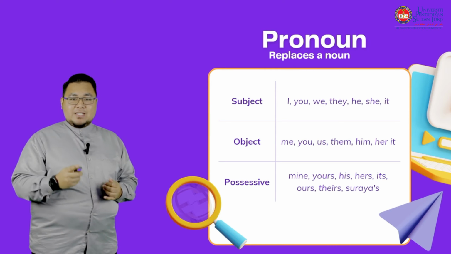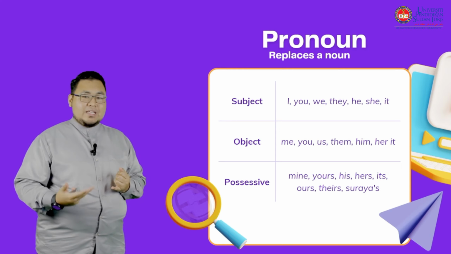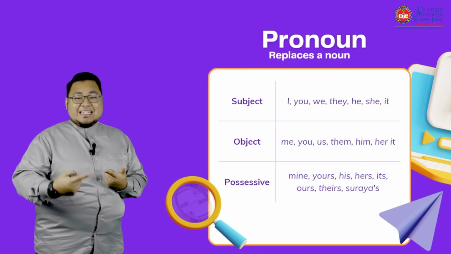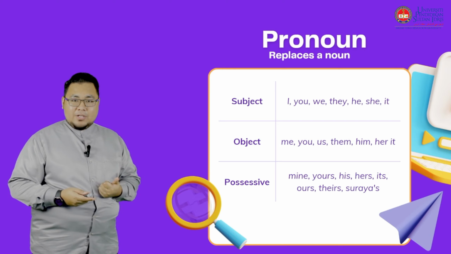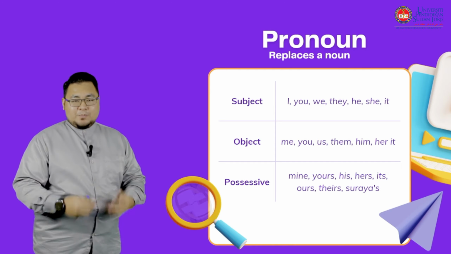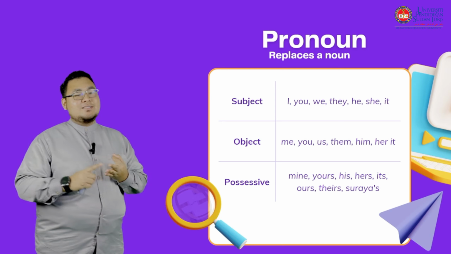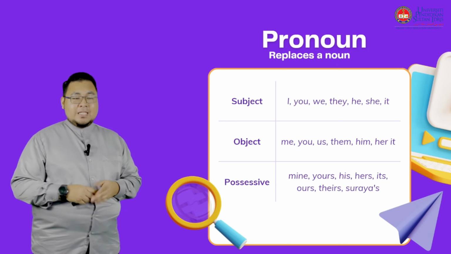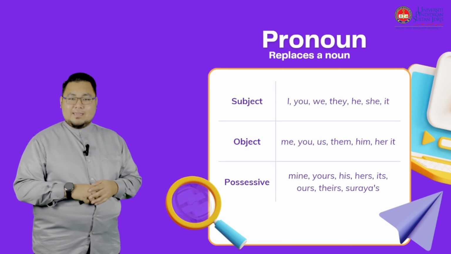First, we use it to replace a noun, the doer. I, you, we, they, he, she, it. Rather than repeating the name again and again, you can use these pronouns. Second one is what we call pronoun for object, meaning to say what has been done to. Alright, you can have me, you, us, them, him, her, it.